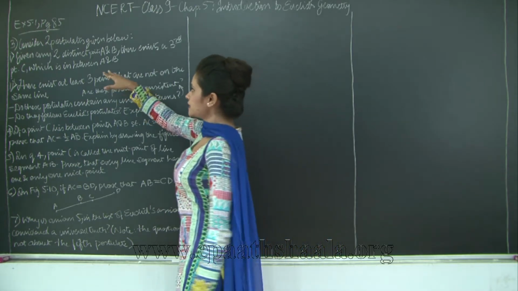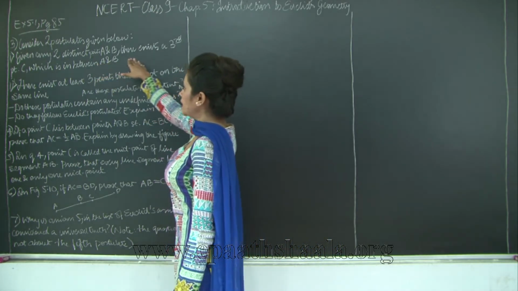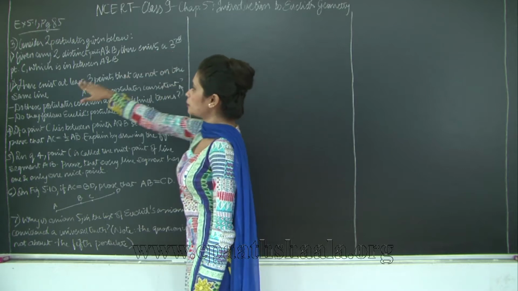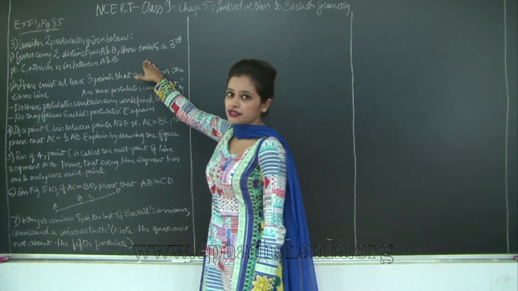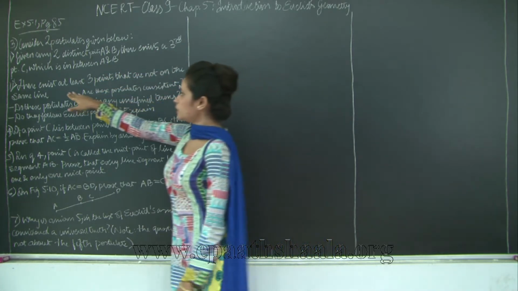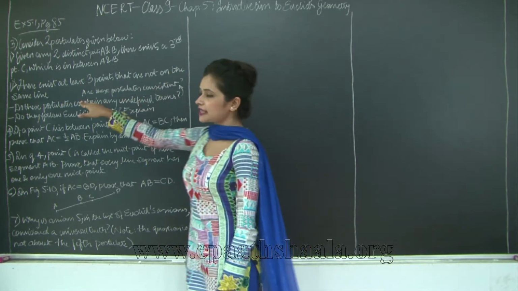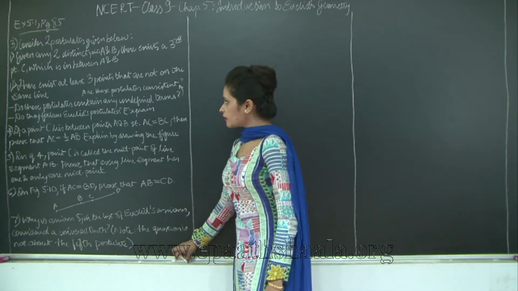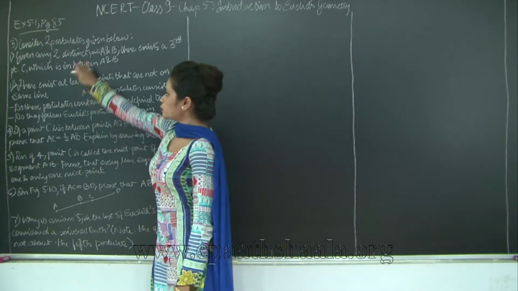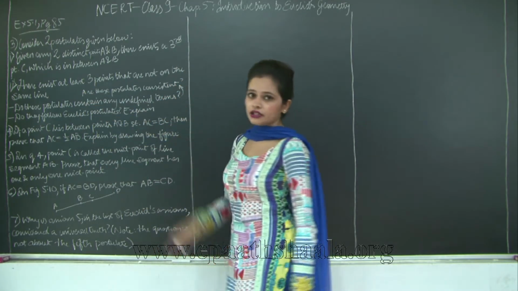So the first one is, given any two distinct points A and B, there exists a third point C which lies between A and B. So this is the first postulate, and the second one is, there exists at least 3 points that are not on the same line. So let's read out the question. Do these two postulates contain any undefined terms?